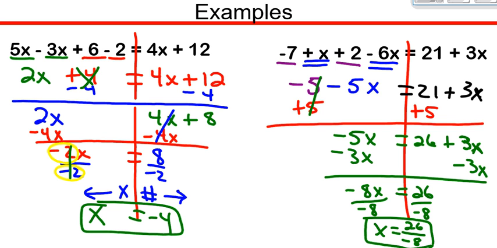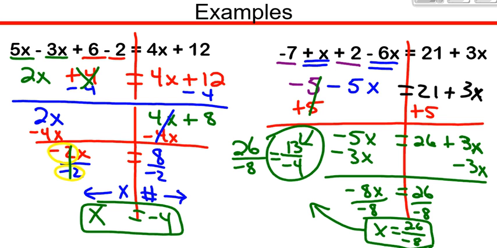I want to talk about this answer really quickly. You should try to reduce that. We talked about that in an earlier lesson. Your calculator will do it for you typically, but if you don't have your calculator with you, you should be thinking, hey, those are both even numbers. I can divide both the top and the bottom by 2. So if I divide 26 by 2, I get 13. And if I divide negative 8 by 2, I get negative 4. And I think that's about as far as I can go. So x is equal to 26 over negative 8, but the better answer is the reduced fraction, 13 over negative 4.